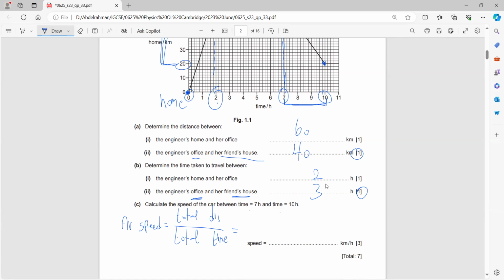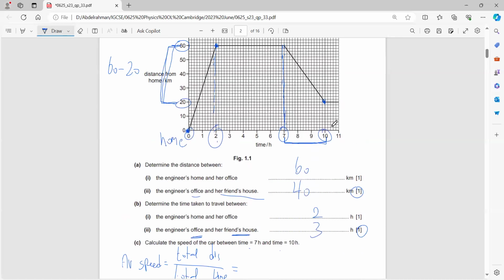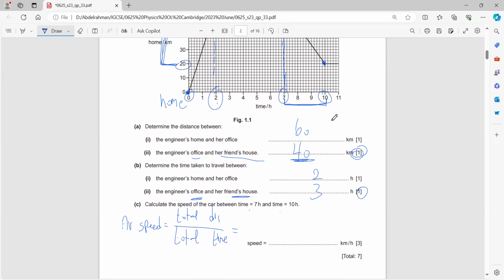What's the distance traveled between this time period? 60? No, it's not 60. I started at 60 but I finished at 40, 20. So it's 40. I told you we already calculated the distance, which is y2 minus y1, which is 60 minus 20, as you said. Which is 40.